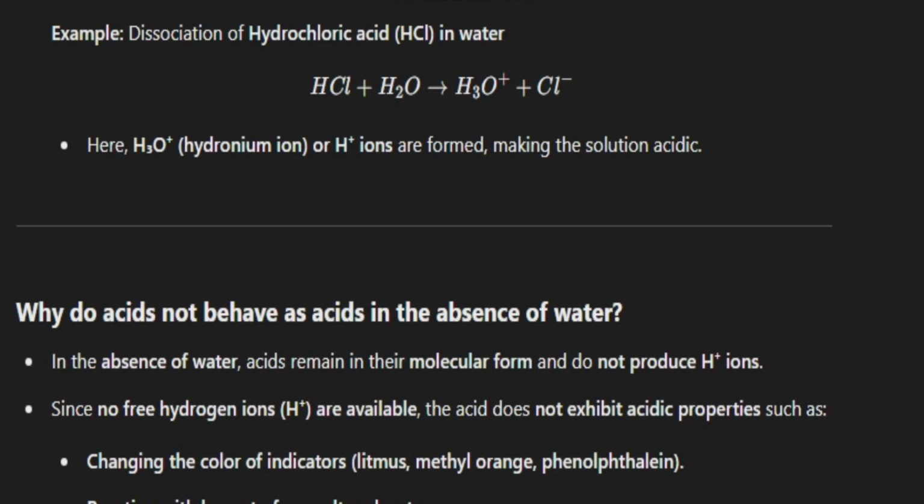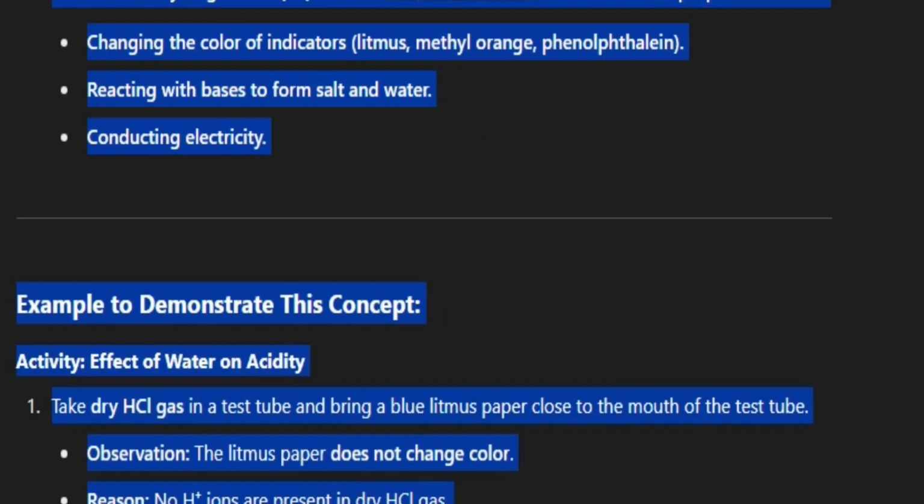In the absence of water, acids remain in their molecular form and do not produce H+ ions. Since no free hydrogen ions H+ are available, the acid does not exhibit acidic properties such as changing the color of indicators litmus, methyl orange, phenolphthalein, reacting with bases to form salt and water, conducting electricity. Example to demonstrate this concept.